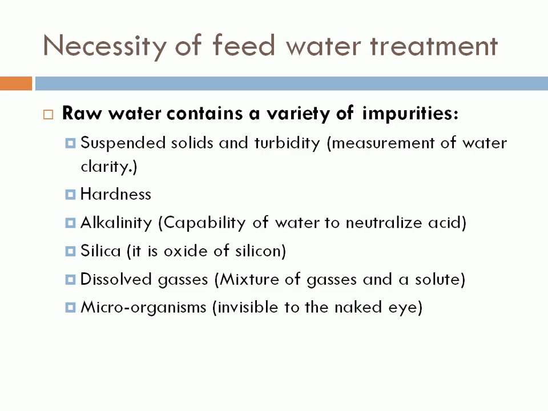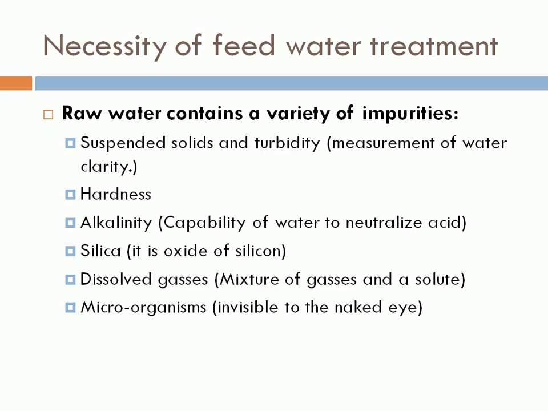So this completes the cycle. This cycle is known as a closed cycle, and feed water is never open to the atmosphere. That's why it is known as a closed system, or it is also known as the Rankine cycle. So this is the boiler feed water, right?